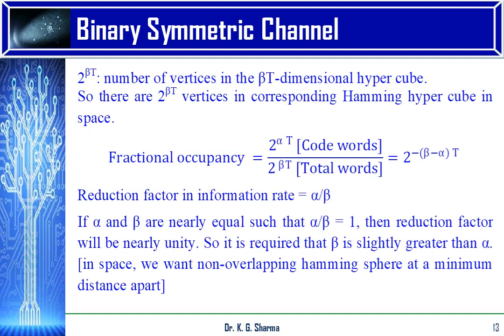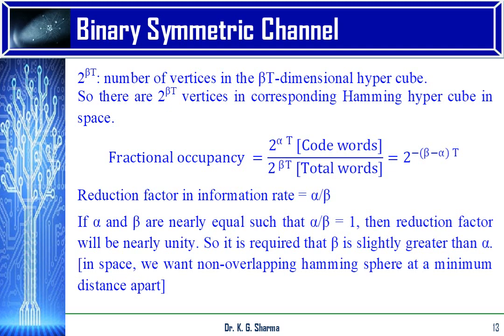There are 2 to the power beta t vertices in the corresponding Hamming hypercube in a space of beta t dimensions. Fractional occupancy is defined as the ratio of code words to the total words. Here we have 2 to the power alpha t code words and 2 to the power beta t total words. We can also find out that the reduction in information rate will be the ratio of the number of information bits to the number of transmitted bits, and that is alpha by beta.